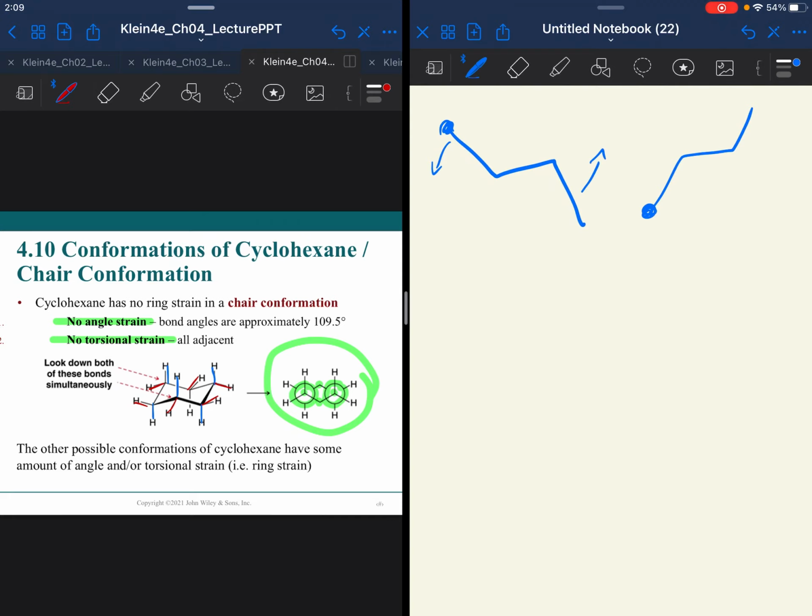And so for us to discuss this, we need to know how to draw it. On the next slide, Klein gives you how he draws a chair. I don't do it the same way, and so I'm going to show you first how I do it. It doesn't matter. There are tutorials on YouTube. You can just type in drawing chairs organic chemistry and you will find a plethora of other tutorials. This is just how I do it.